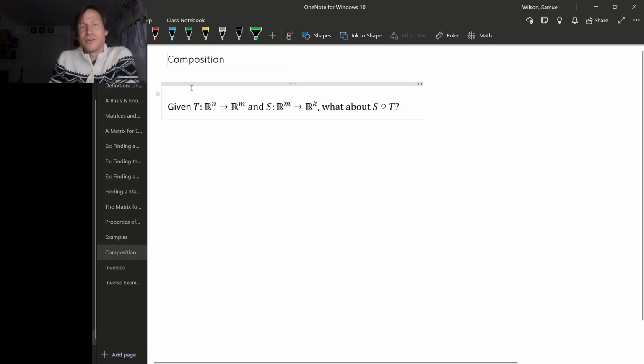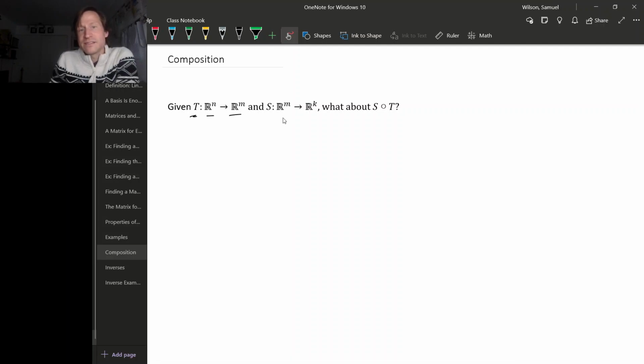Suppose we have two linear transformations, say T that goes from Rn to Rm, and S that goes from Rm to Rk. So in this case, it would actually make sense to compose these linear transformations, right? Because if we started with a vector in Rn, then when you apply T, it transports you from its domain to its codomain, so T of v is in Rm.